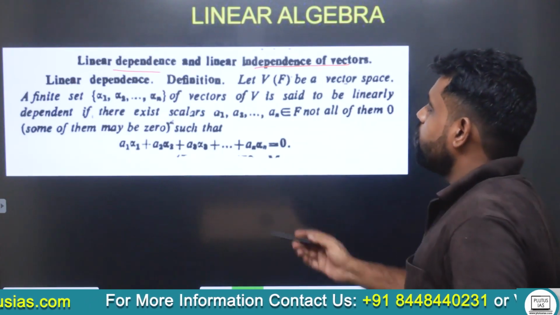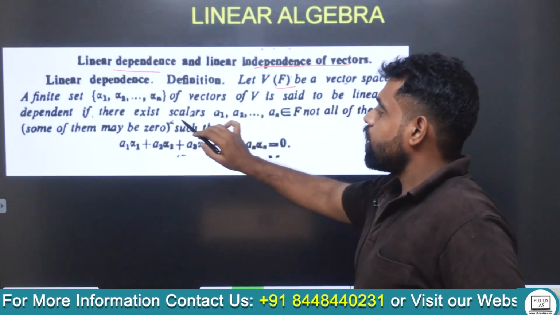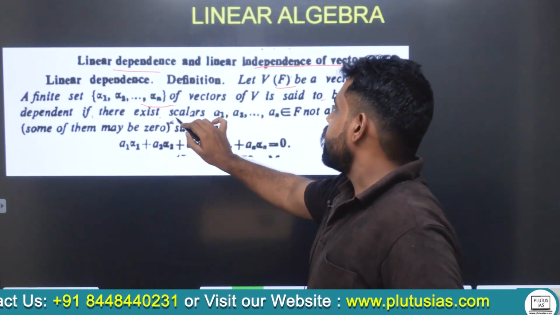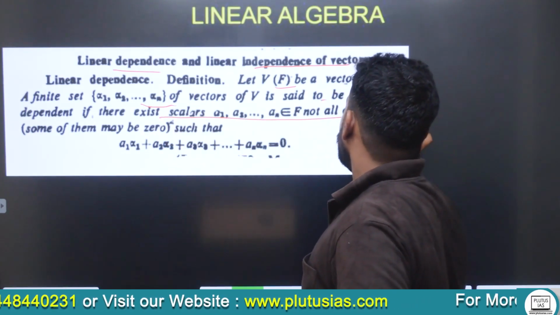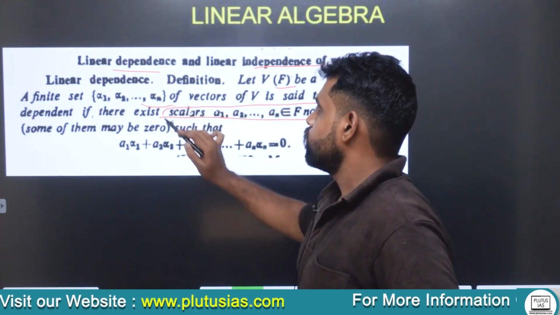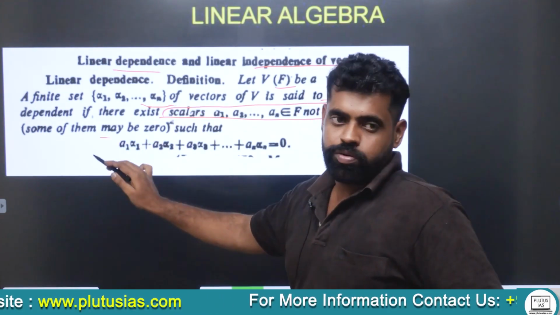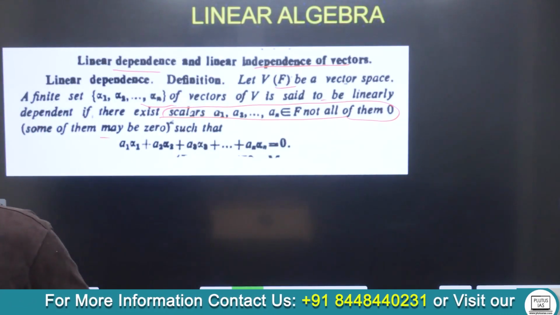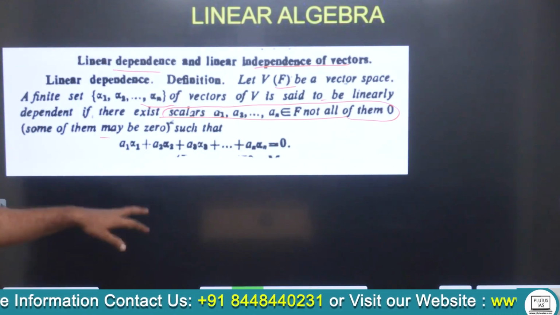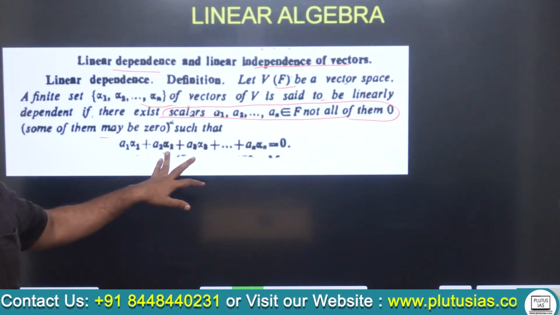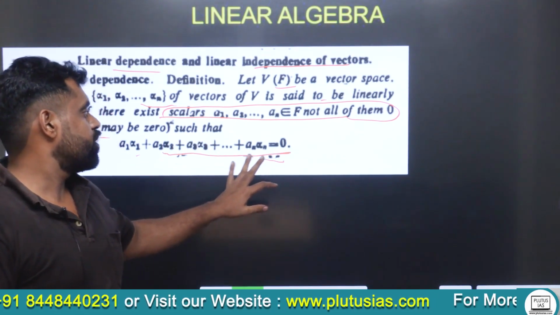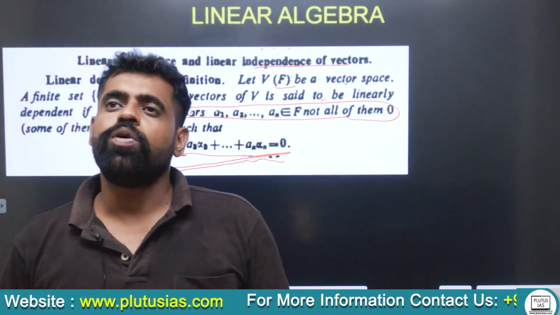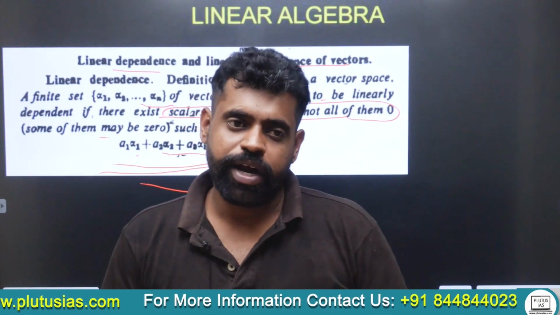So what do we have? Let V(F) be a vector space. A finite set of vectors is said to be linearly dependent if there exists scalars, not all of them 0, such that a1 alpha 1 plus a2 alpha 2 plus ... plus an alpha n is equal to 0. Some of them may be 0, but not all. And if all are 0, then it is linearly independent.